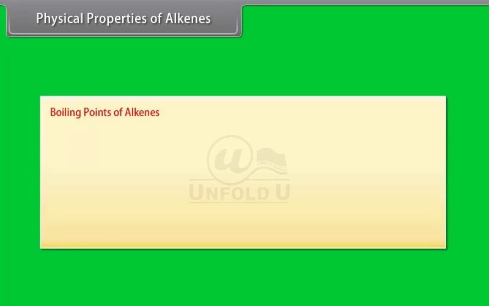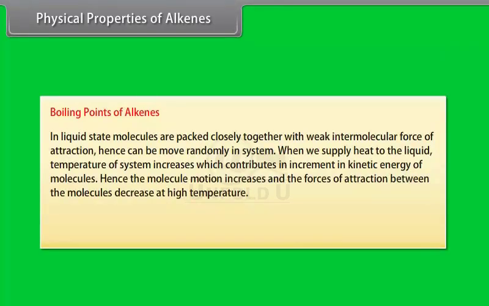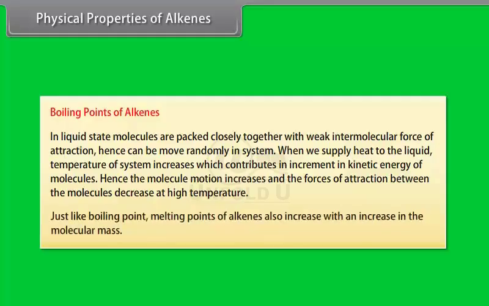Boiling points of alkenes. In the liquid state, molecules are packed closely together with weak intermolecular forces of attraction, hence they can move randomly in the system. When we supply heat to the liquid, the temperature of the system increases, which increases the kinetic energy of molecules. Hence, the molecular motion increases and the forces of attraction between the molecules decrease at high temperature. Just like boiling point, melting points of alkenes also increase with an increase in the molecular mass.